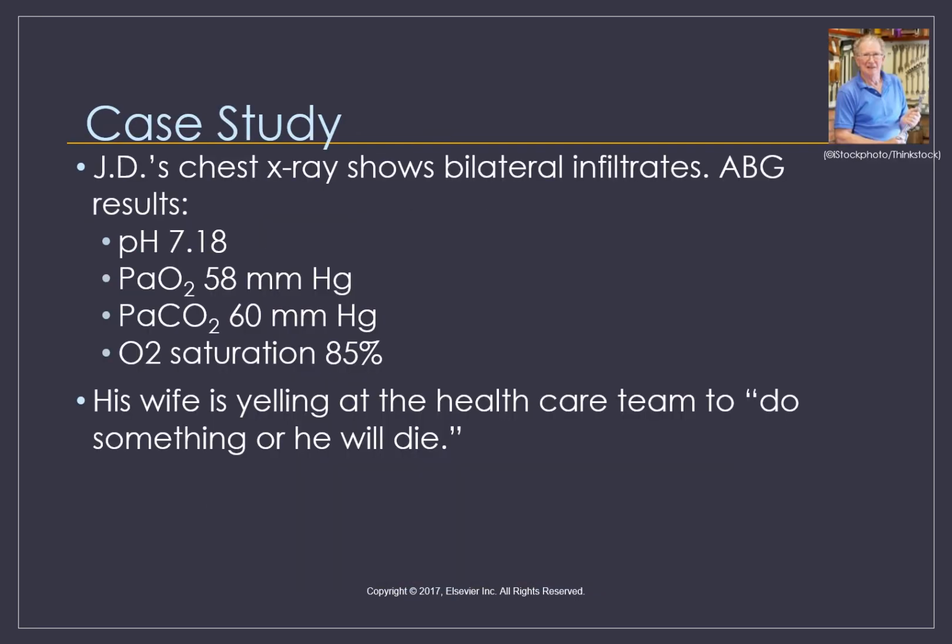Okay, so moving on to our case study patient here, we've got a pH of 7.18, O2 of 58, CO2 of 60, and saturation of 85%. When we look at his ABGs, they're indicating severe respiratory acidosis. His pH is very acidotic, and his O2 saturation is showing hypoxemia, but he also has hypercapnia with the increase in the CO2. The cause of his respiratory failure we're going to talk about on the next slides.